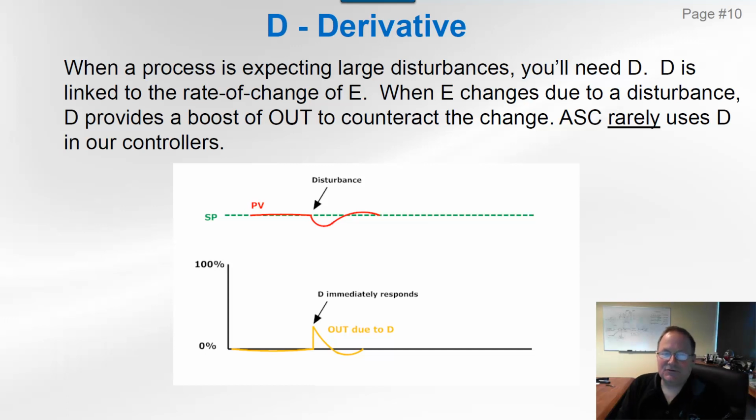Derivative is a different term. When a process is expecting a large disturbance, you'll need a D. D is linked to the rate of change of error. So when error changes due to a disturbance, D provides that extra boost of output to counteract that change.